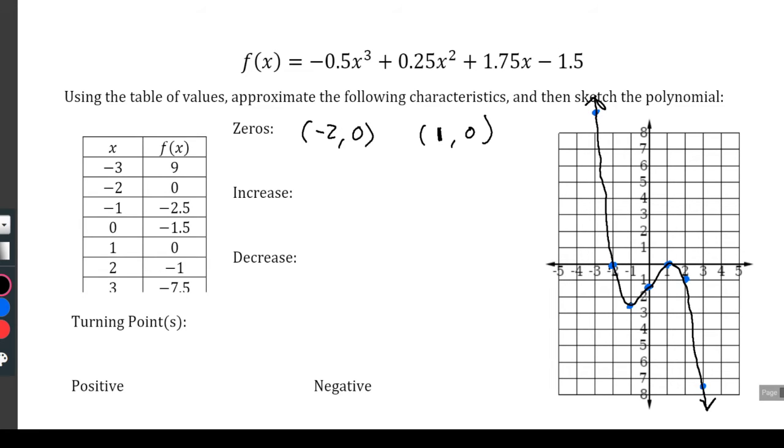So what about the 0 at 0? That is not considered a 0. That is our y-intercept. So that's where it crosses the y-axis. When we talk about zeros, we talk about where it crosses the x-axis, and only the x-axis. So it crosses the x-axis at -2 and 1.